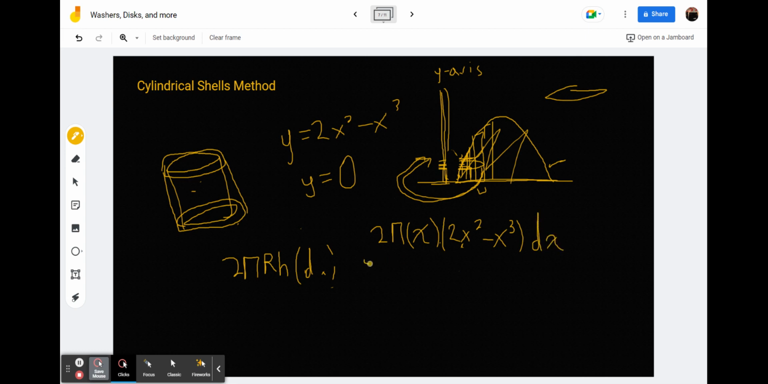Now the question is, what are our bounds? Well, it's going to be wherever this shape intersects y equals 0. So if you set the function equal to 0 and find the intersection points, you'll get that the bounds are 0 to 2. And this is our integral. We've summed up all these hollow cylinders, and we'll get the total volume.